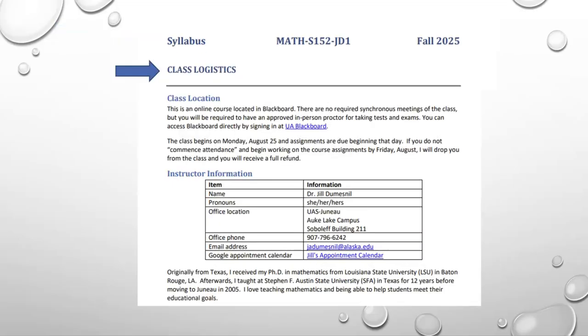Let's go back to the first page and look at some specific details. Here you will see that this is an asynchronous online course located in Blackboard. However, the course is instructor-paced and has firm beginning, ending, and assignment due dates. This class begins on Monday, August 25th, and students who do not begin working in the course by Friday, August 29th, will be dropped from the course with a full refund. You will also find my instructor information, including contact information. I can be reached by phone message, email, or my Google appointment calendar.